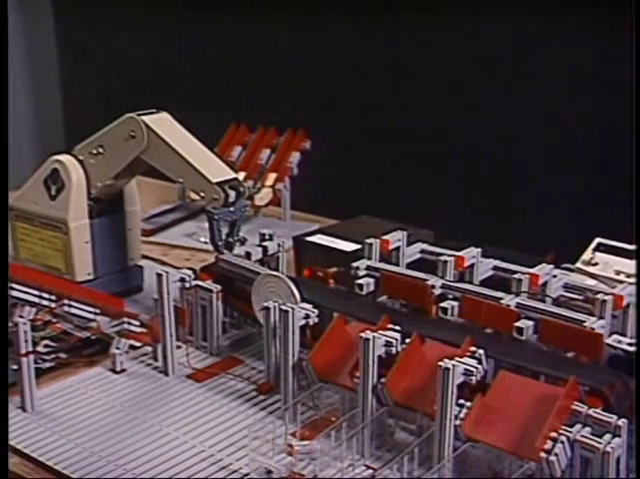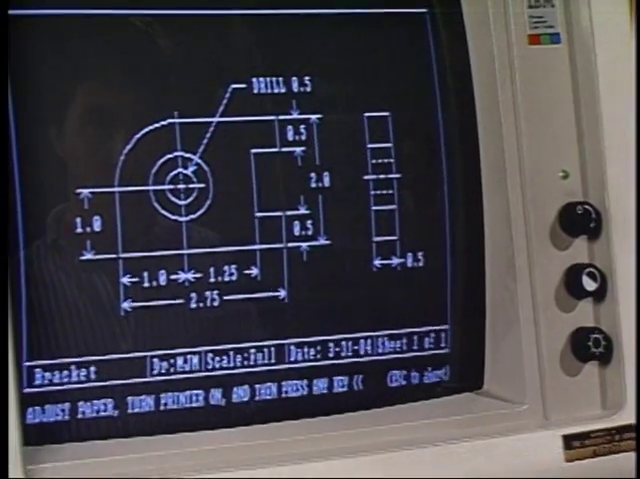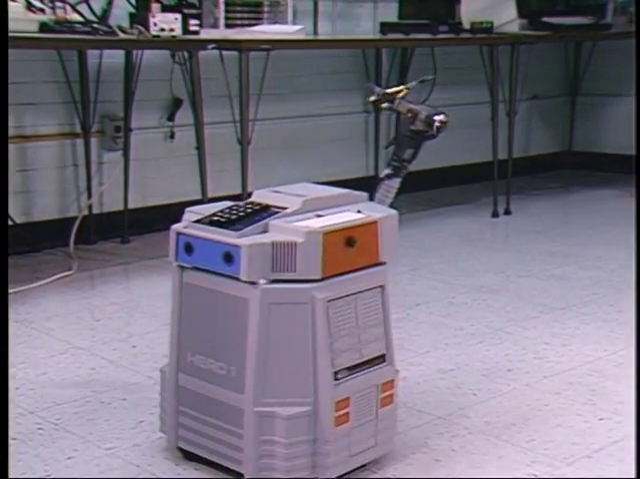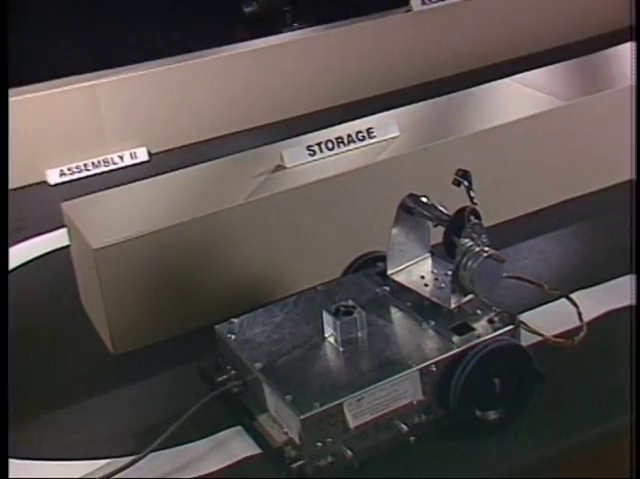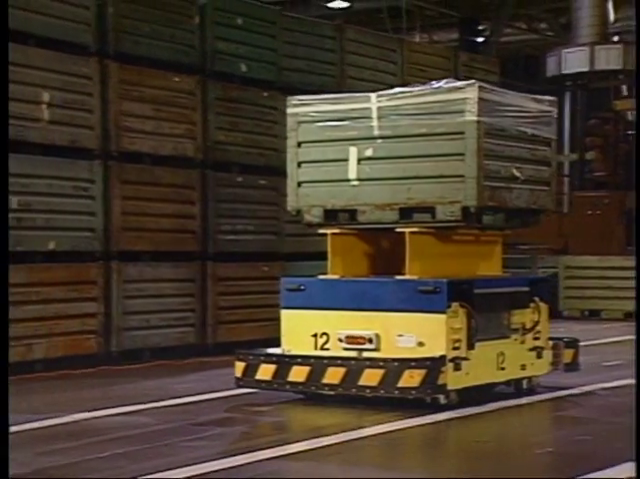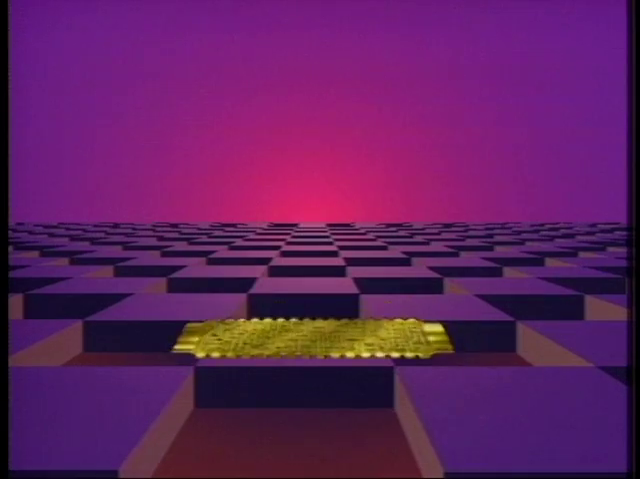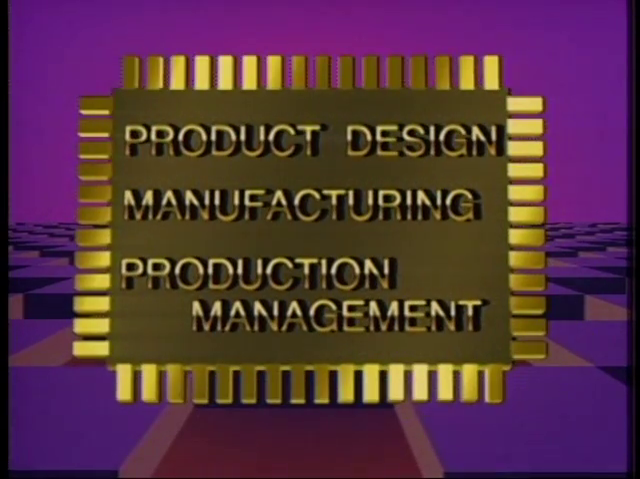At the University of Iowa College of Engineering, laboratory experience is vital in educating industrial engineering students in the principles of computer-integrated manufacturing. This presentation parallels the elements of computer-integrated manufacturing as implemented in the laboratory and in industry. The elements of computer-integrated manufacturing systems may be divided into three main areas: product design, manufacturing, and production management.